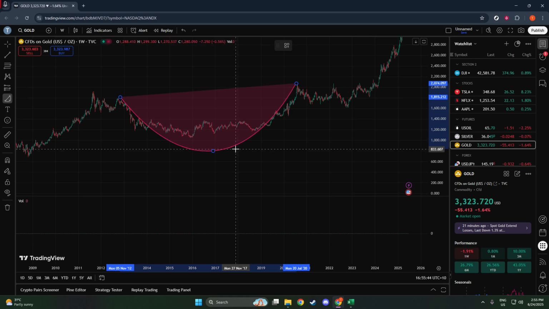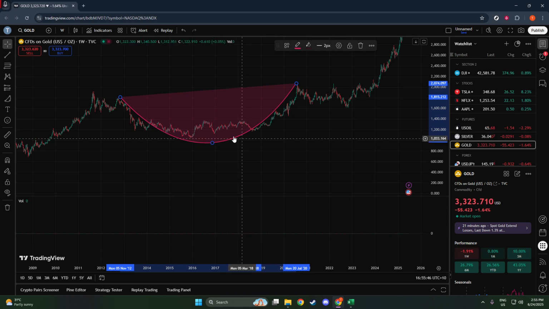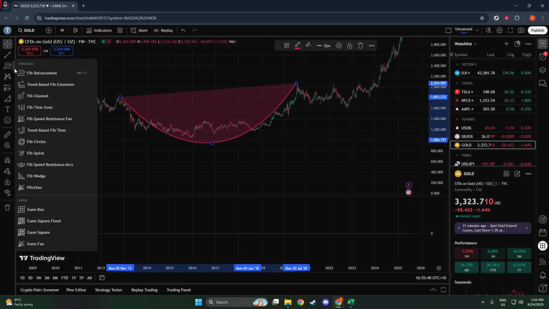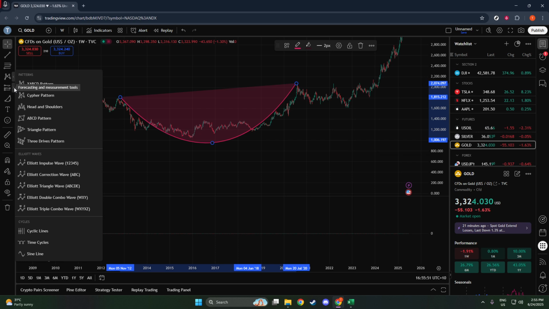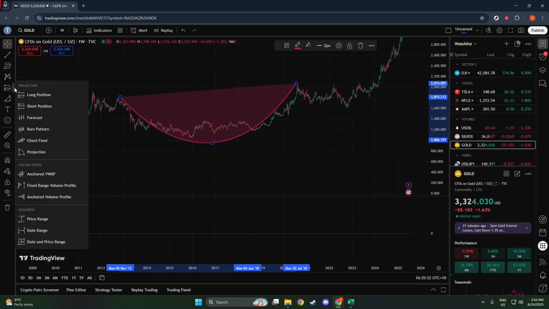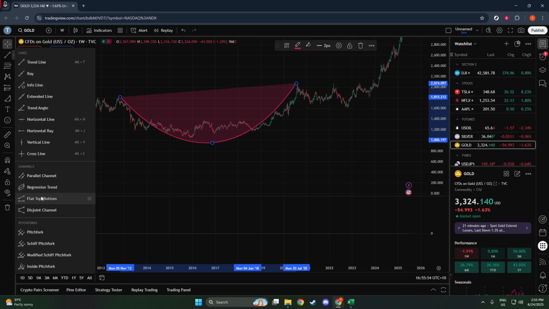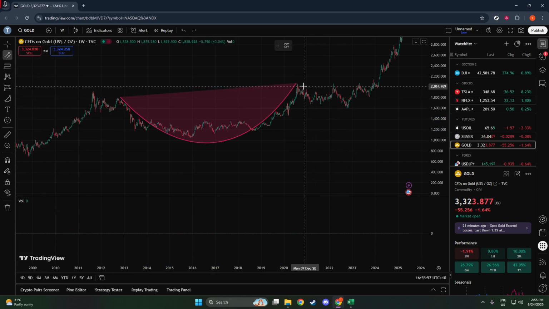Now, let's move on to the handle. Starting from the right rim of the cup, draw a downward-sloping trend line to connect the highs of the handle. This trend line should capture the minor price pullback following the cup formation, which is characteristic of the handle in this pattern. The handle often forms at an angle as buyers briefly step back before pushing the price upwards again, completing the pattern.